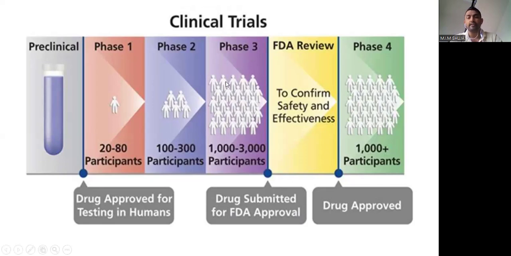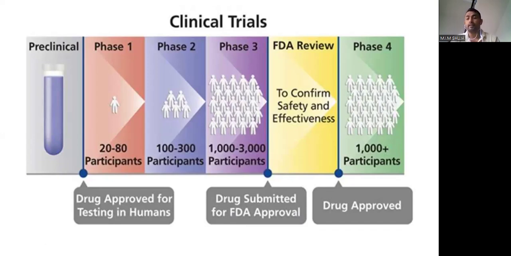Then phase three, if these become successful, you do phase three in 1000 to 3000 participants. They are diseased individuals. Phase three can happen in the ward as well. Then you submit the results for FDA approval. The FDA will review it and confirm that the safety and effectiveness of the drug is good. Only then is the drug approved.